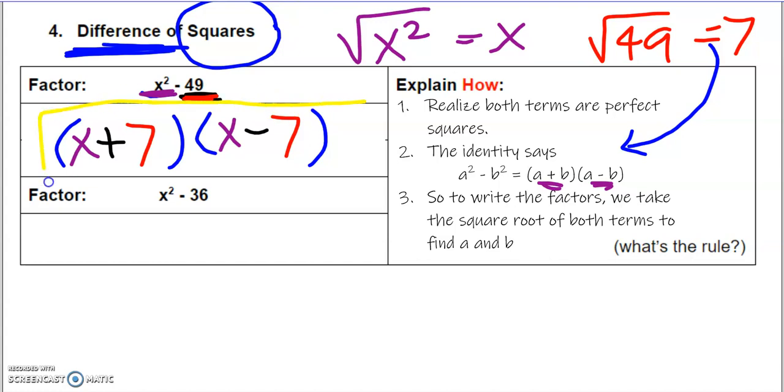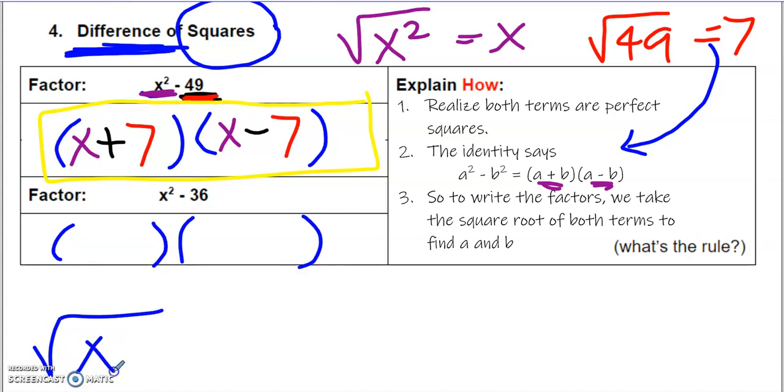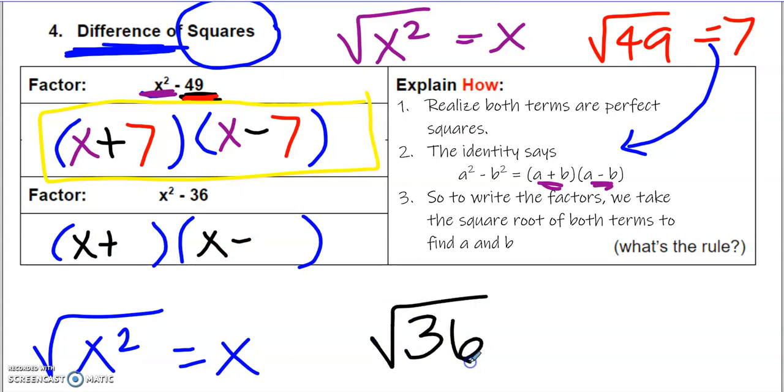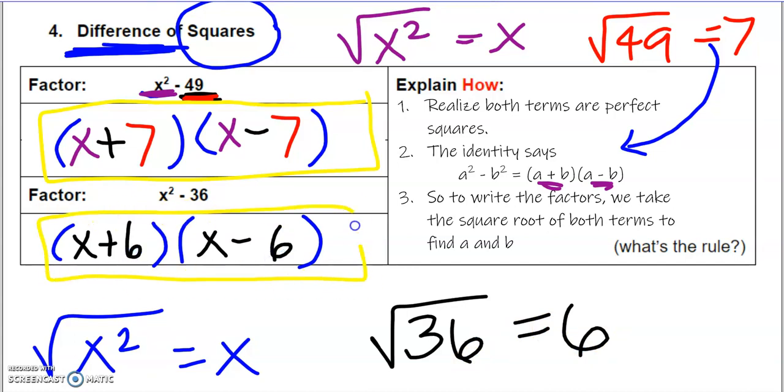Okay? Same thing I can think about for the second one here. I realize I'm subtracting. x squared and 36 are perfect squares, so I'm going to get my answer. I'm going to take the square root of my first term, which is x squared. That's x, so I'm going to stick that in the beginning of both of my binomials. One's adding and one's subtracting. And now I need to take the square root of my second term. Square root of 36 gives me 6. And that's the second piece to my binomials. And there's my answer. Okay?